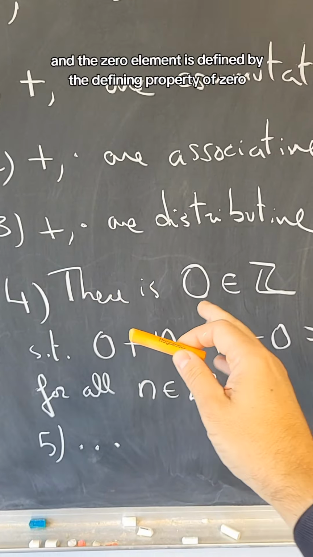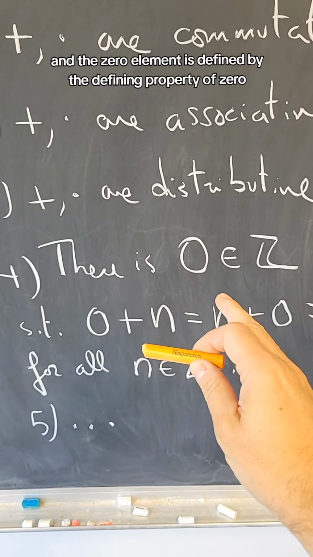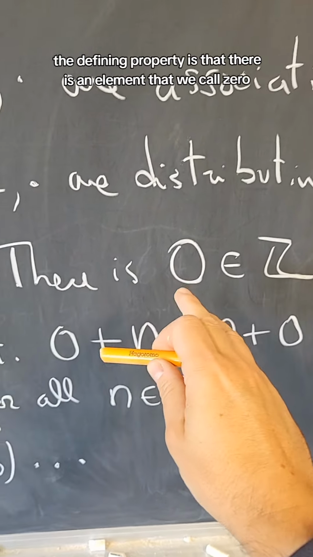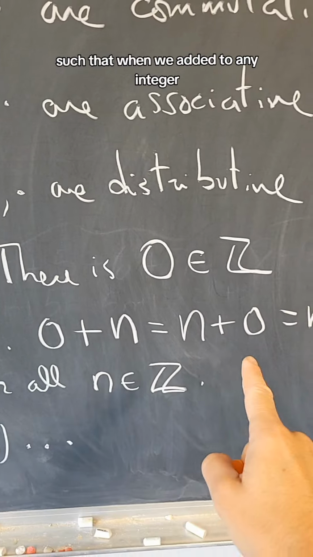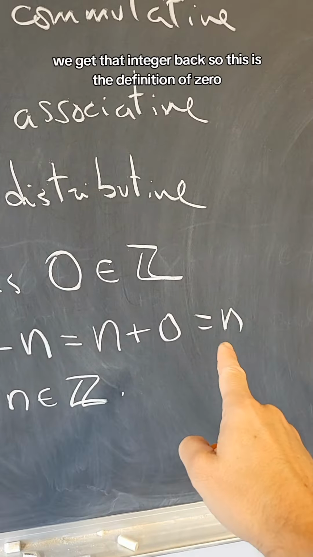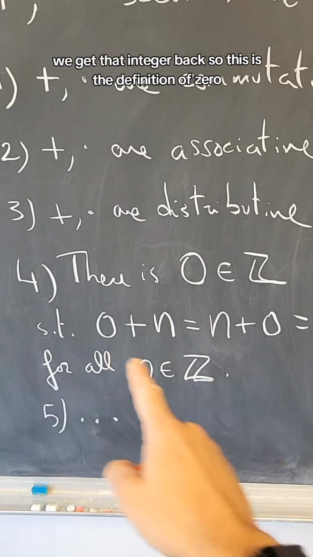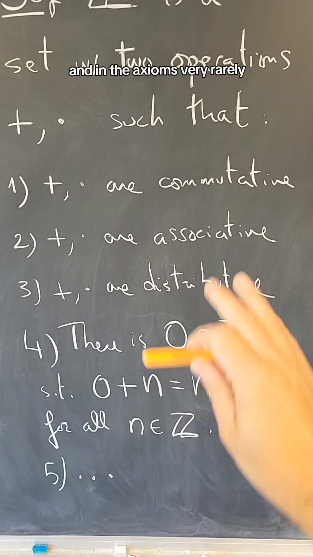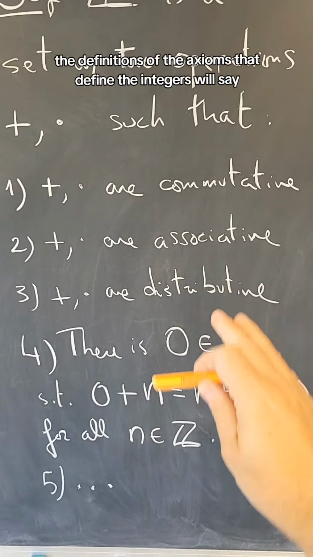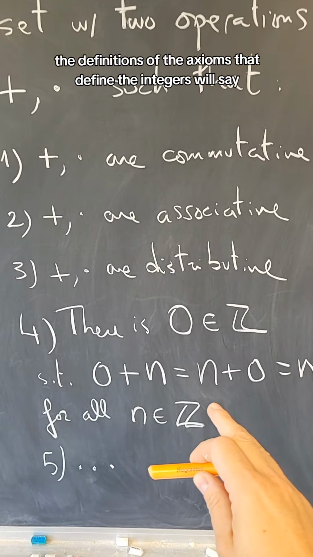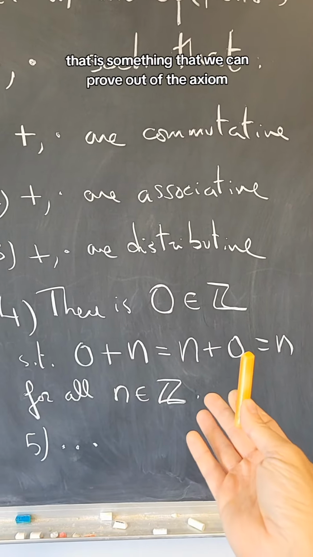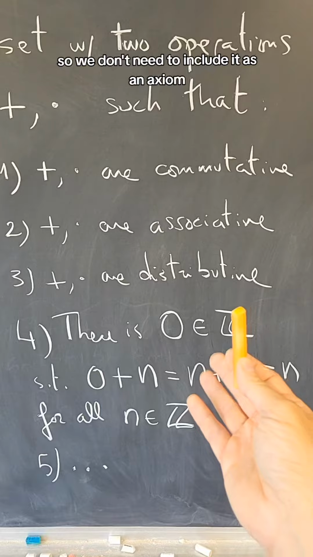And the zero element is defined by the defining property of zero. The defining property is that there is an element that we call zero, such that when we add it to any integer, we get that integer back. So this is the definition of zero, and very rarely will the axioms that define the integers say that zero is a unique element.